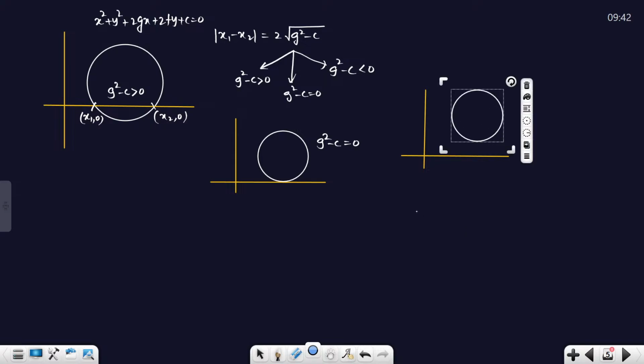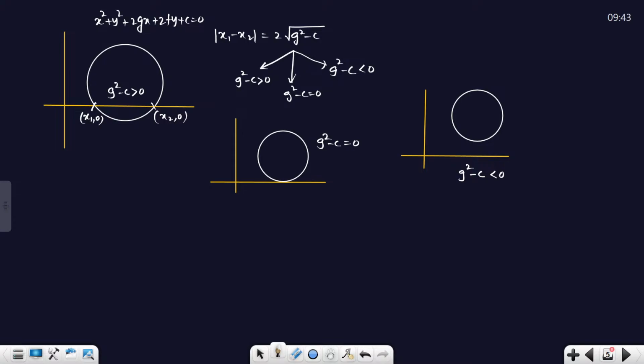This is that case. Neither is it intersecting the x-axis, nor is it touching the x-axis. In that case, your g square minus c will be less than 0. Is it clear to everyone? Okay. So remember three things.